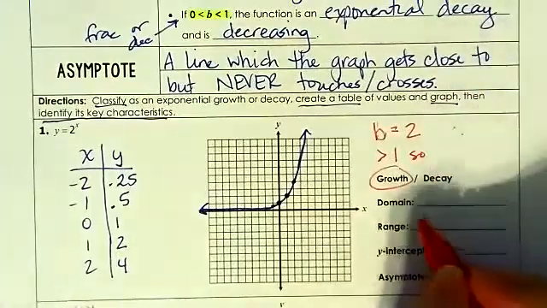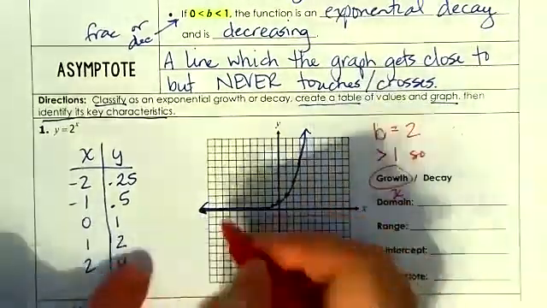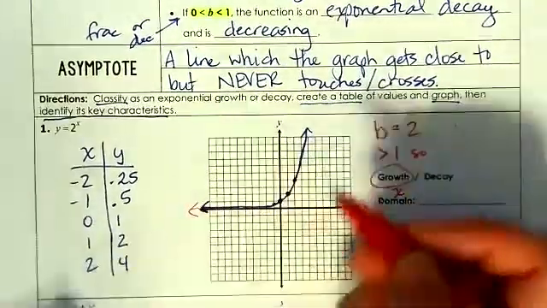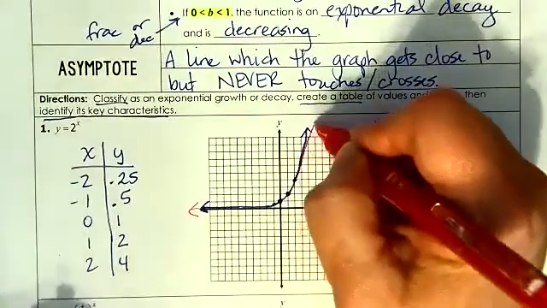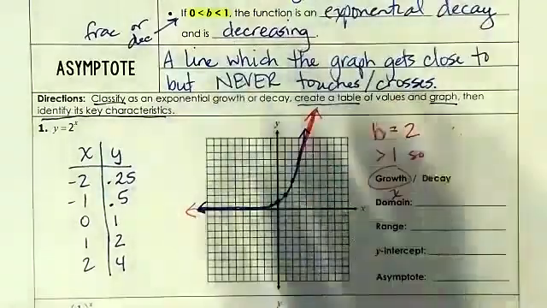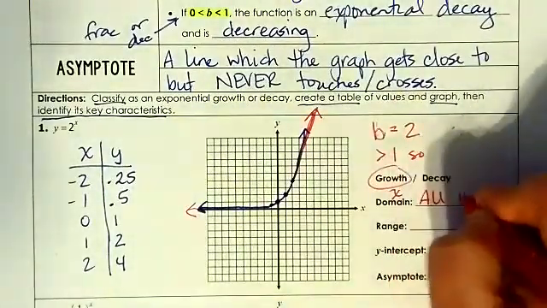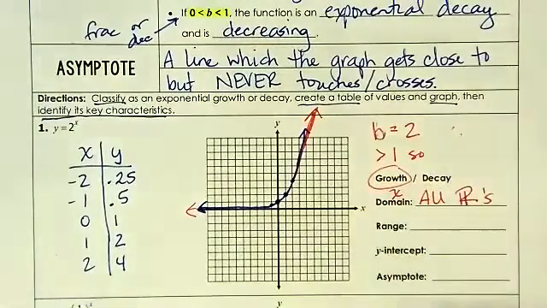The domain, remember the domain is all the X values. When I look at this, this continues going in this direction, and it's going to actually continue going out this way continually forever. So therefore, there are no limits on the X. So the domain is all real numbers.